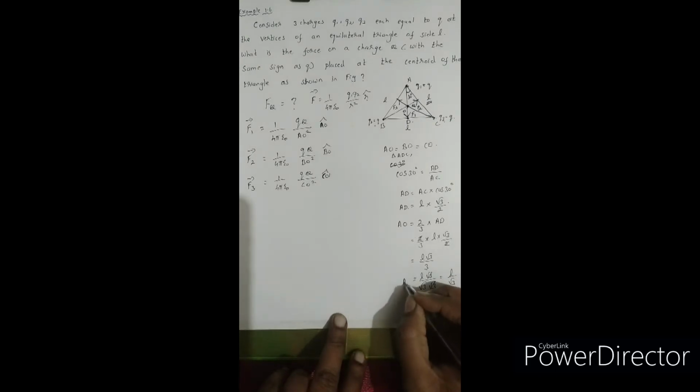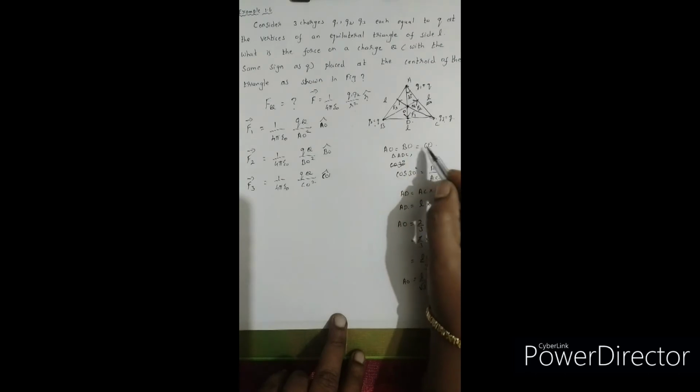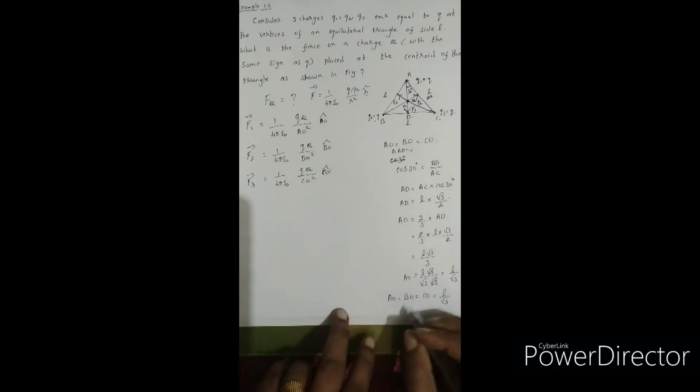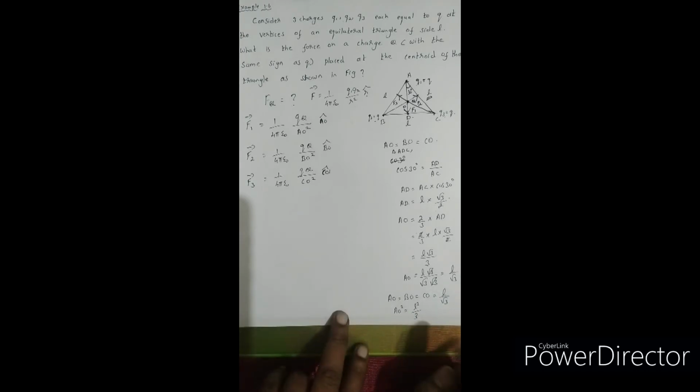So now what is the value for AO? AO is equal to L by root 3. If AO is equal to L by root 3, then BO, CO will also be equal to L by root 3. So thus I can write AO is equal to BO is equal to CO is equal to L by root 3. Okay children, right? And what will be the square of that? AO square will be equal to L square by 3, right? Root 3 the whole square will be just 3 alone, right? So this is going to be AO square, BO square and CO square, right?